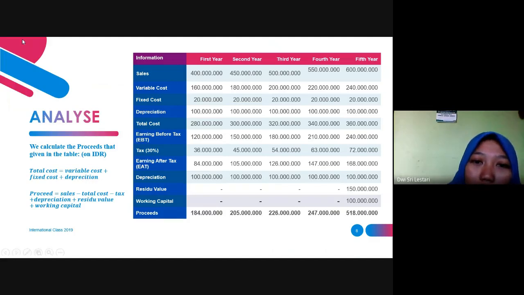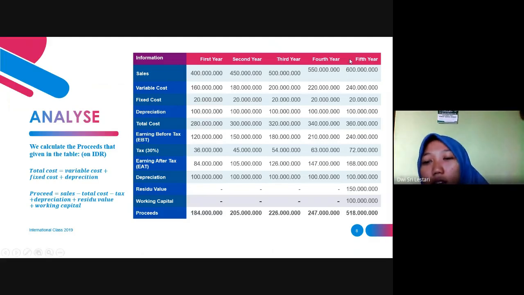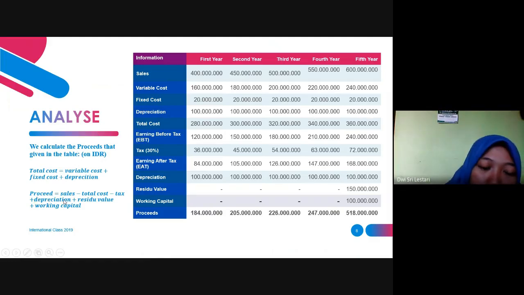And we have the result for first year is 218 billion. For second year is 300 billion. For third year is 320 billion. For fourth year is 340 billion, and fifth year is 360 billion. And proceeds is equal to sales minus total cost minus tax plus depreciation plus residual value and plus working capital.